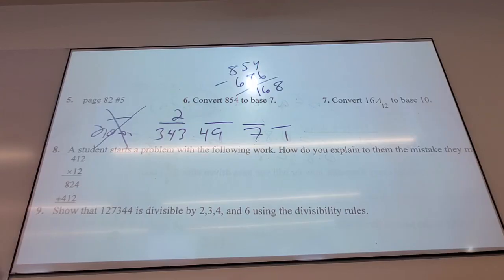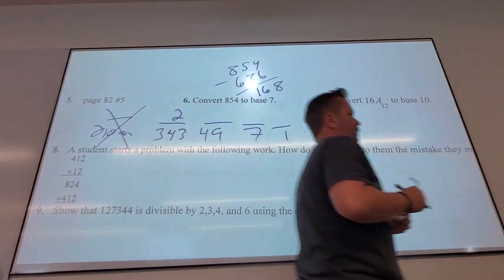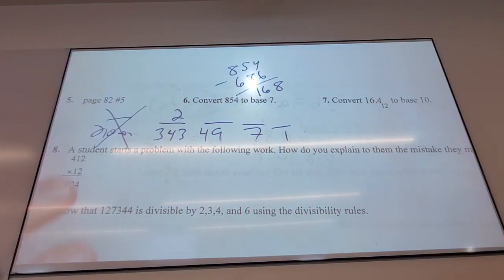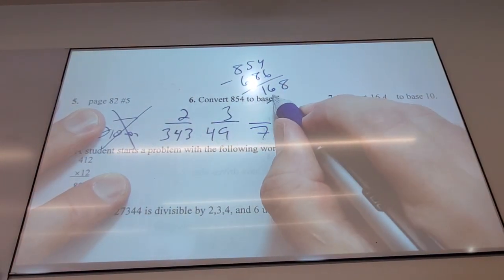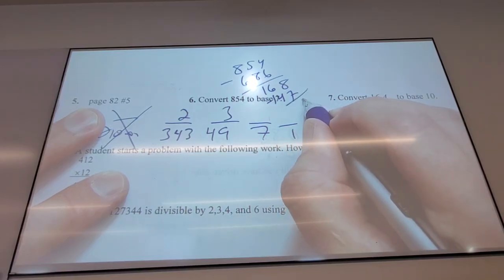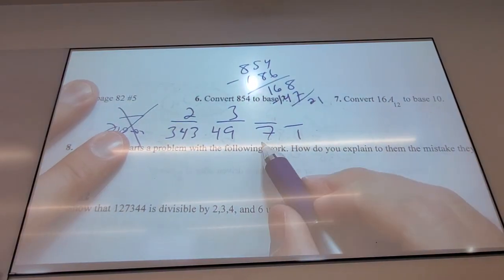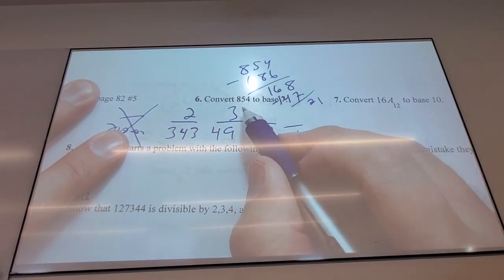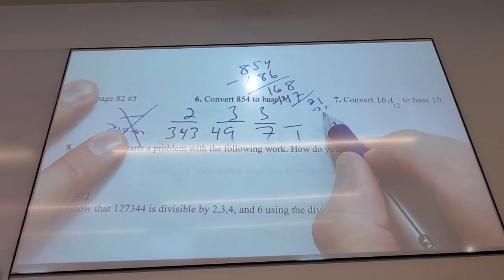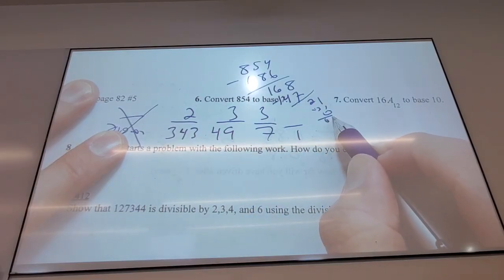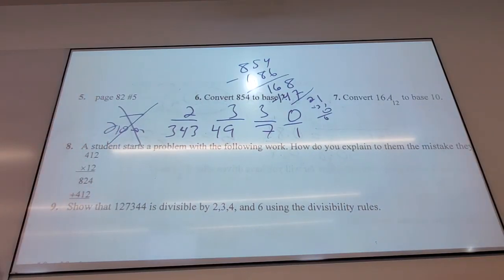You guys see that? It's the same process just over and over. So there's 3 49s, and they take care of 147 of this. And that's 21 left, yes? How many 7s take care of this? 3. How much is left? 0. So how many 1s do I need? 0.